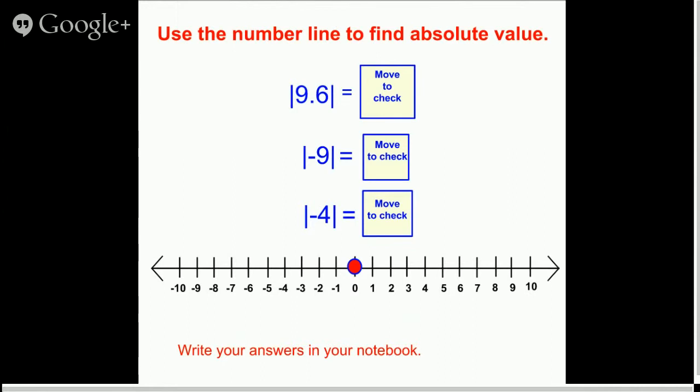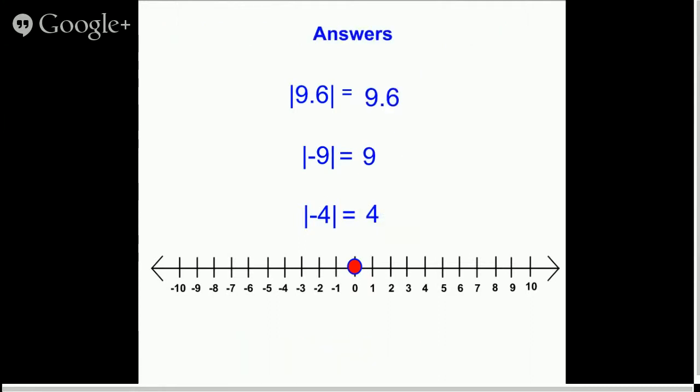All right. Find the absolute value of these 3 numbers. Write your answers in your notebook. Go ahead and pause it. Okay. The correct answers are 9.6, 9, and 4. It does not matter if they are whole numbers or half numbers. The distance is the same. So 9.6 would be like right here. The distance between 0 and 9.6 is 9.6. The distance between 0 and negative 9 is 9 spaces.